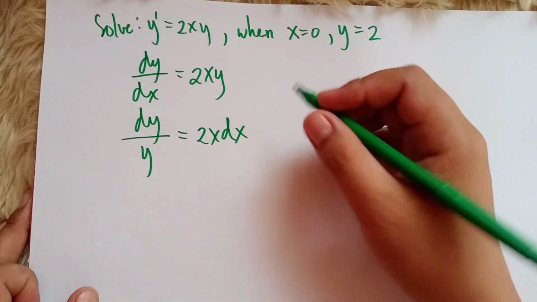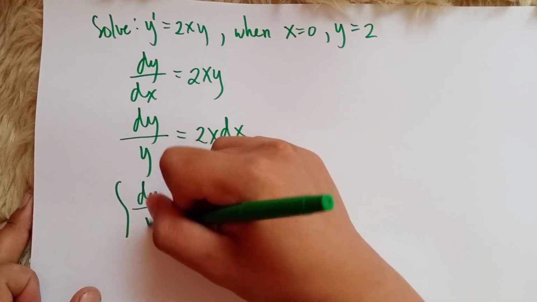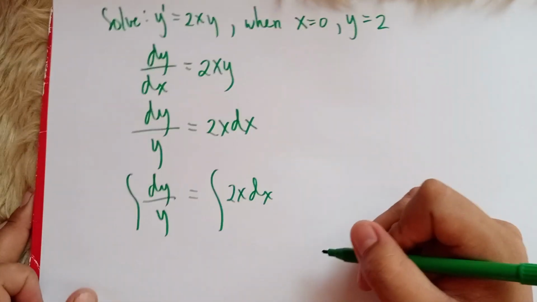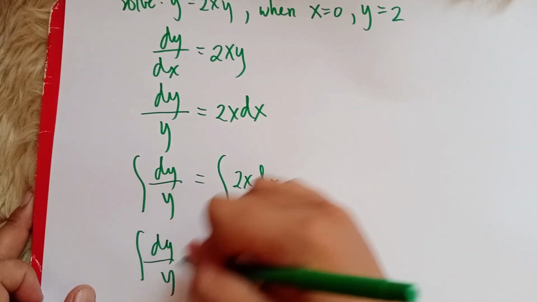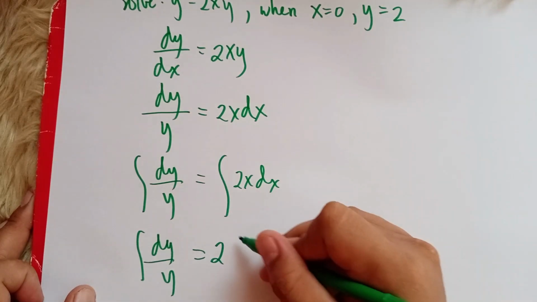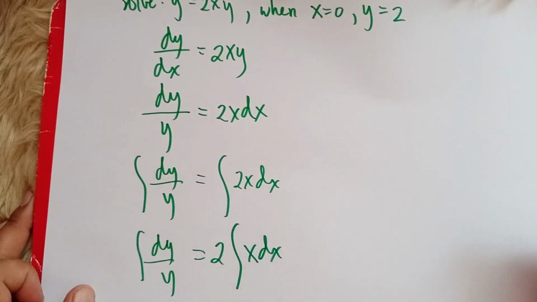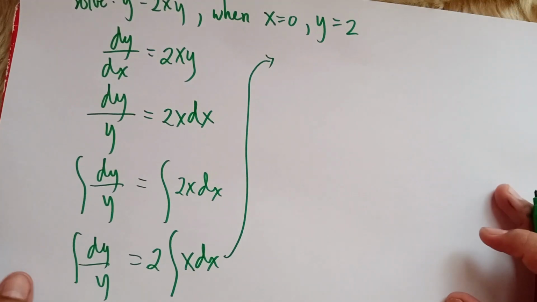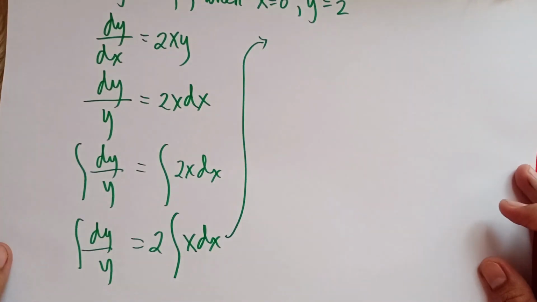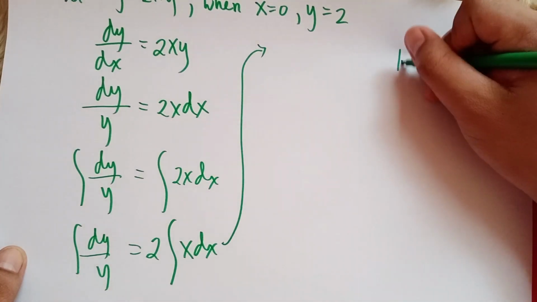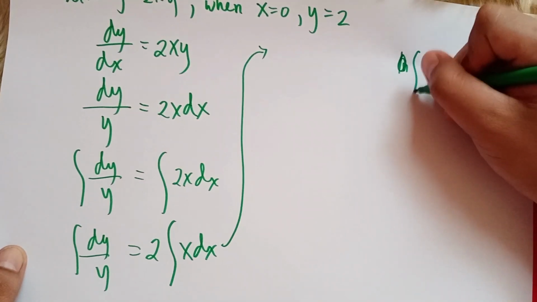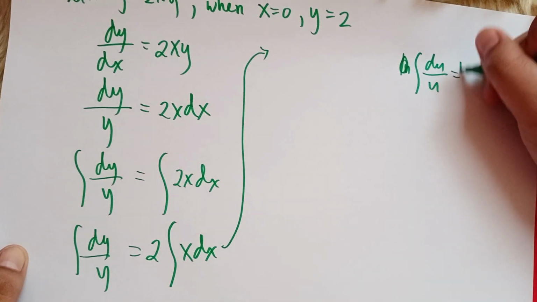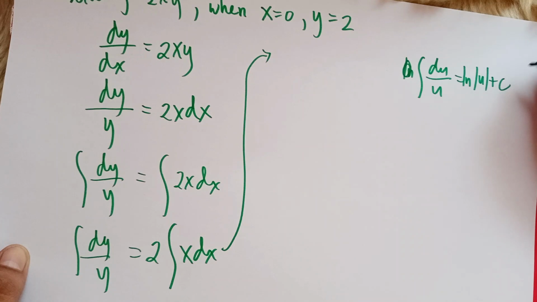So ang gagawin natin pag na-group na natin mga boss is we're going to integrate. Okay, kunin na natin yung integral ng dy divided by y at saka integral ng 2x dx. Okay? So, dito mga boss, since may constant tayo, pwede nating ilabas na lang yung 2. So, this is equal to 2 times the integral of x dx. Okay? So, what is the integral of dy divided by y? So, recall natin mga boss, yung integration formula of integral of du divided by u. This is equal to the natural log of the absolute value of u plus c.